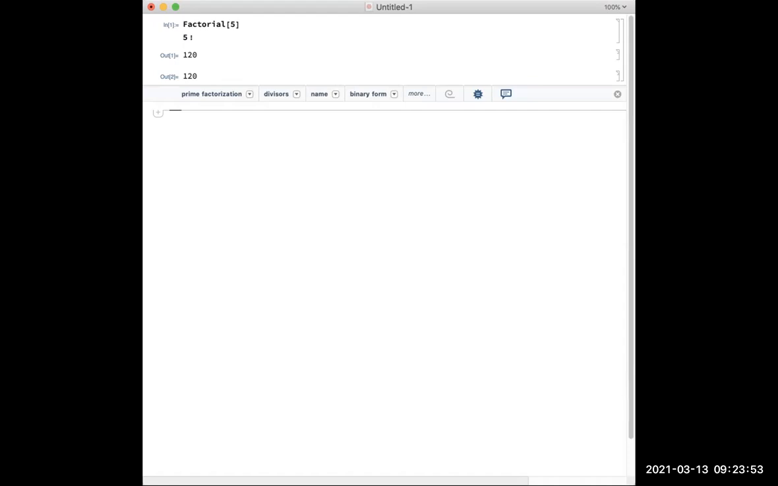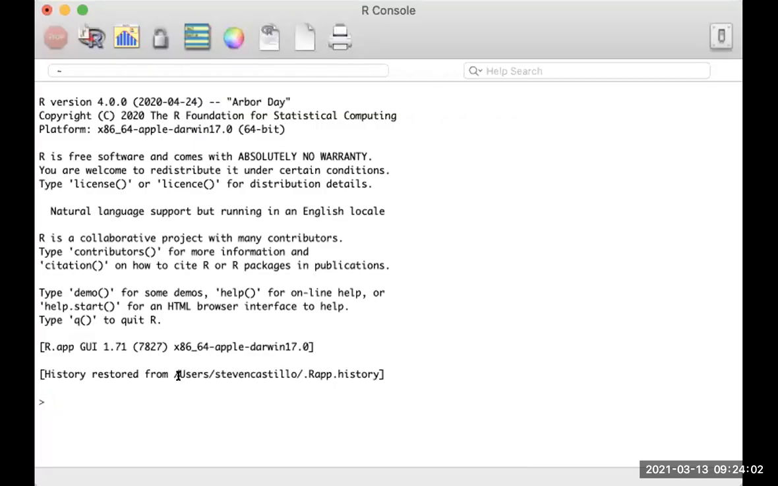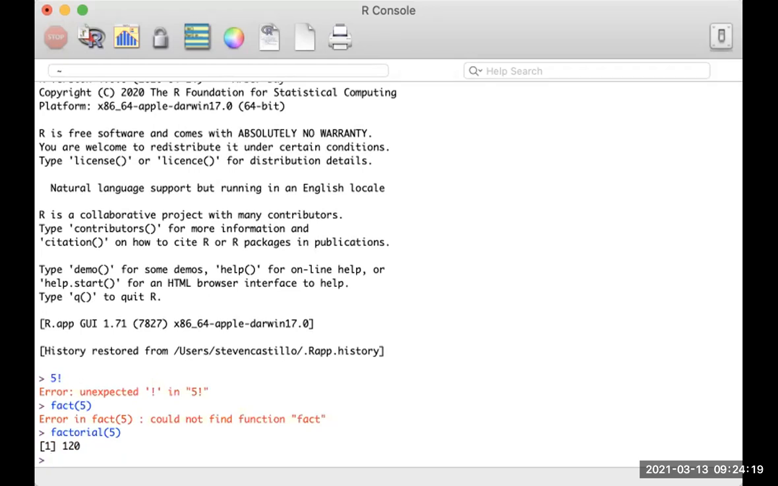R. Ooh, I don't remember R. I'll try R for a second. Let's just try this. It's probably not going to work. Fact. I think it's factorial 5. I can never remember. Oh, it's factorial. So in R, it's factorial. Okay.